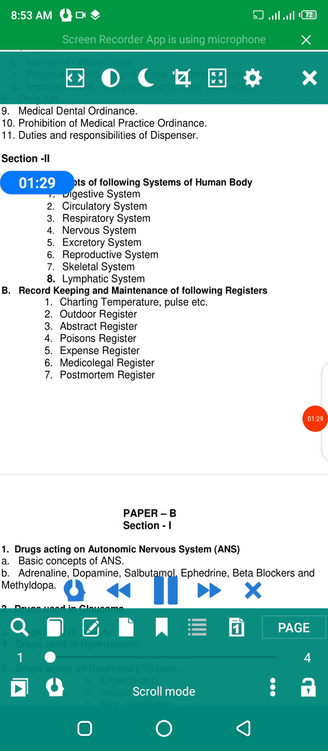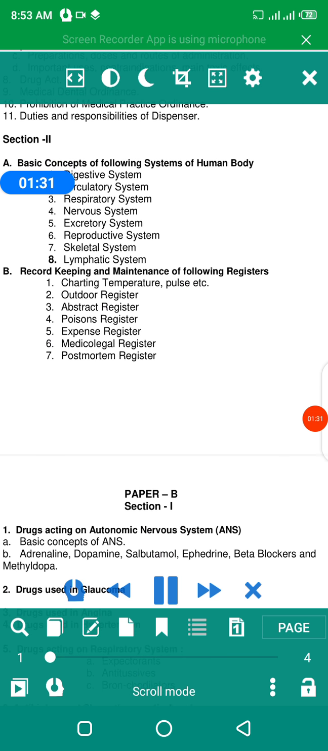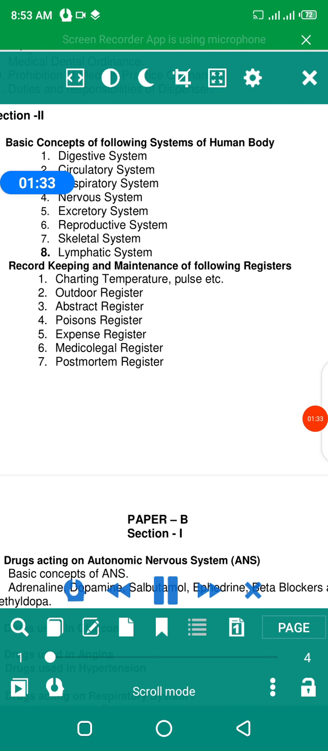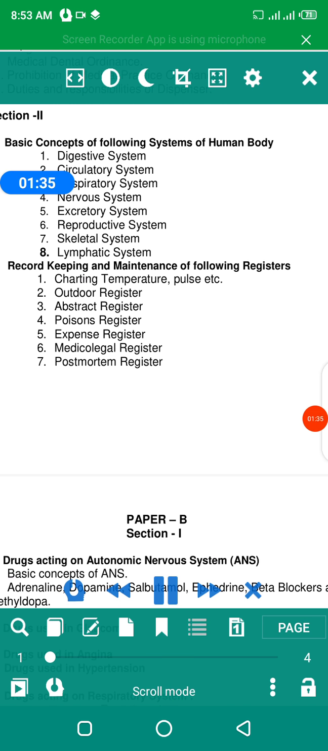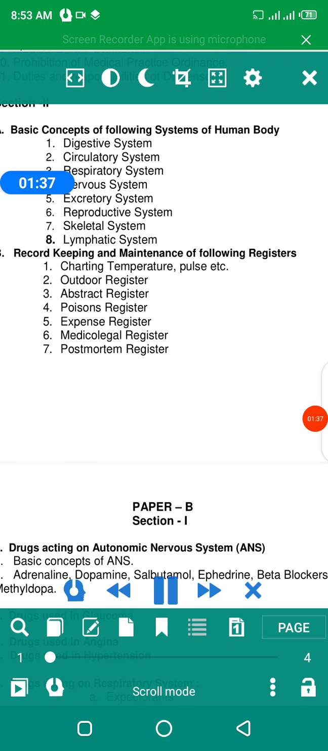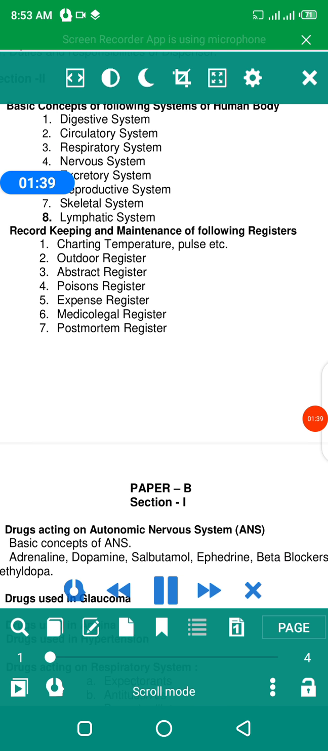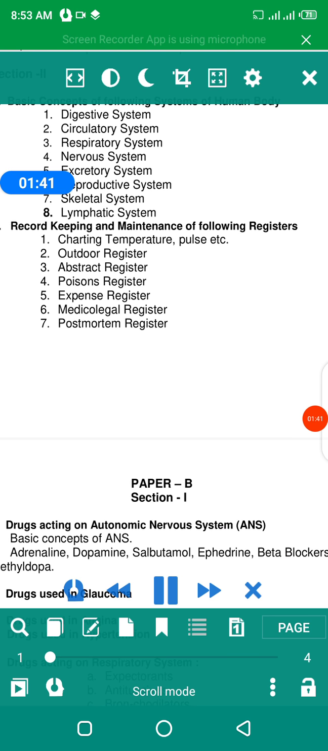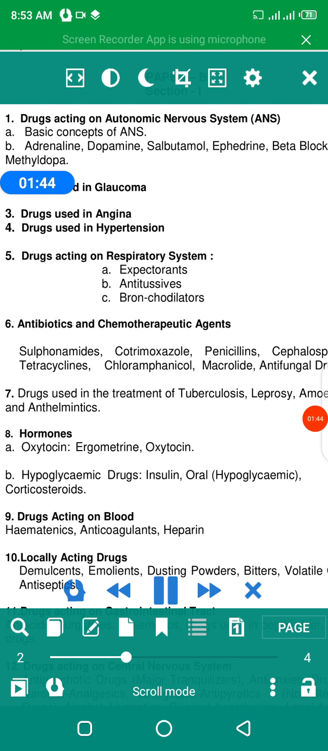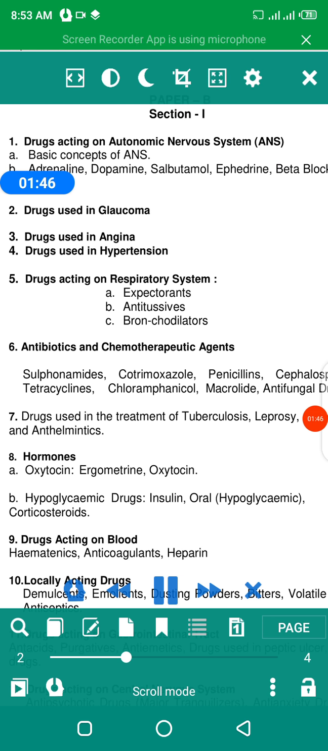B. Record keeping and maintenance of following registers. 1. Charting temperature, pulse, etc. 2. Outdoor register. 3. Abstract register. 4. Poisons register. 5. Expense register. 6. Medical legal register. 7. Postmortem register.